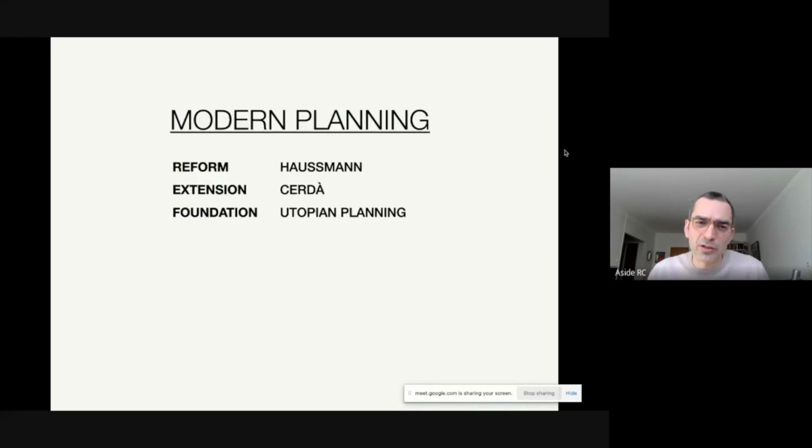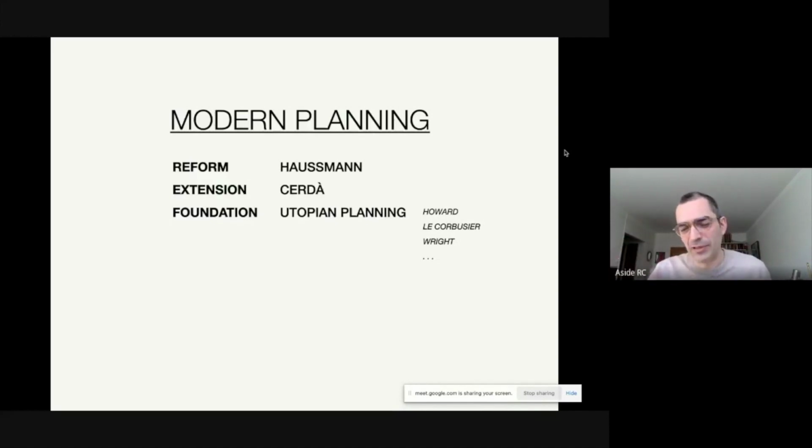For expansion would be the case of Barcelona that we'll be looking at now, and Ildefons Cerdà, the planner behind the project of expansion of Barcelona. And then what's sometimes referred to as utopian planning, modern utopian planning, which again, there are several schools, several approaches, many different from each other, but utopian planning projects envisioning new ideal cities, in a way, new modern ideal cities.